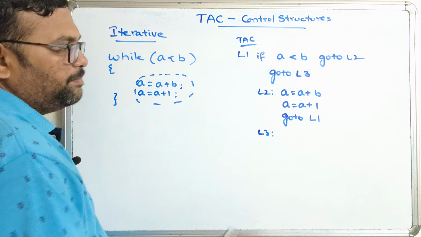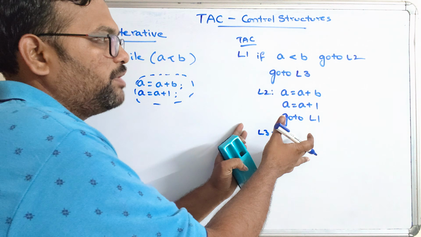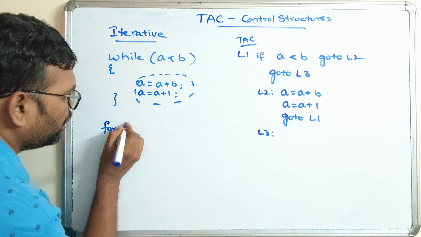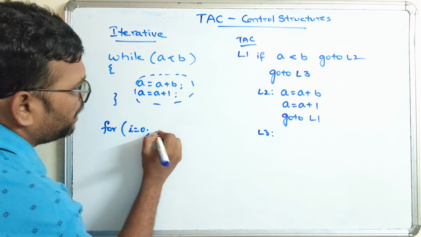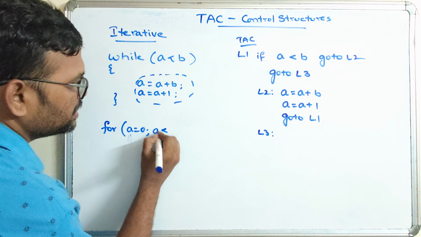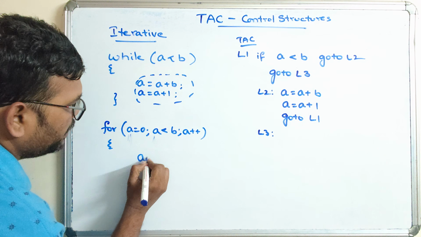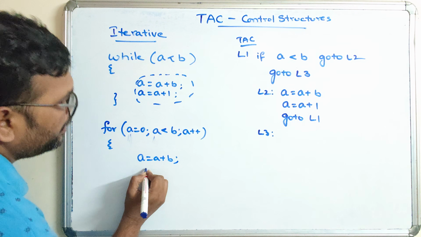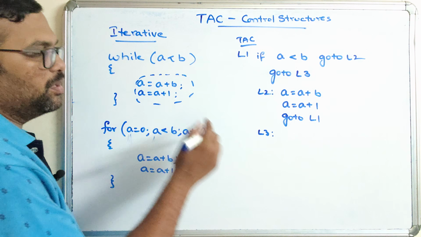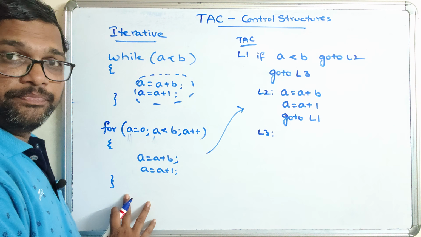Okay. So similarly for the while loop, how we have written, in the same way we can write it in the for loop also. The same code we can write in a for loop: for a is equal to 0, a less than b, and a plus plus. Here we can write a is equal to a plus b and a is equal to a plus 1. So the same three address code can be written for this particular for loop also.